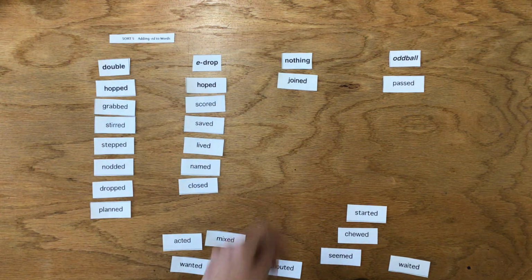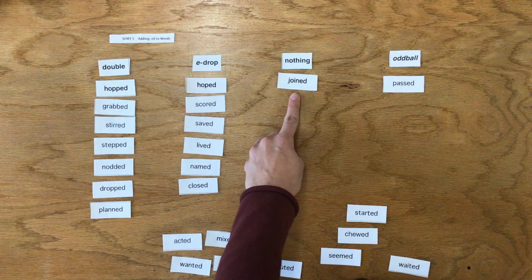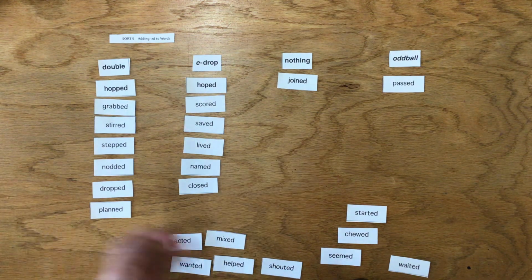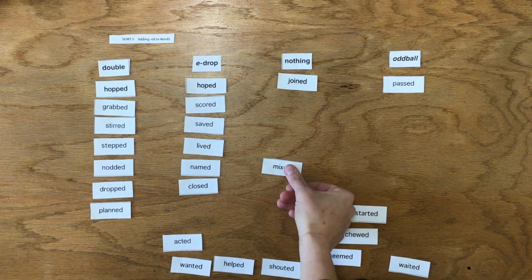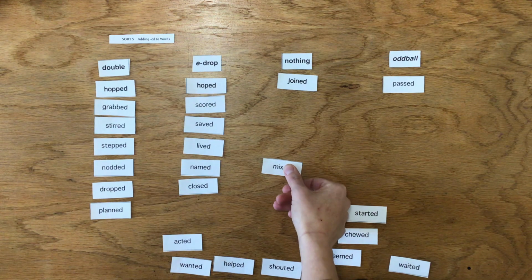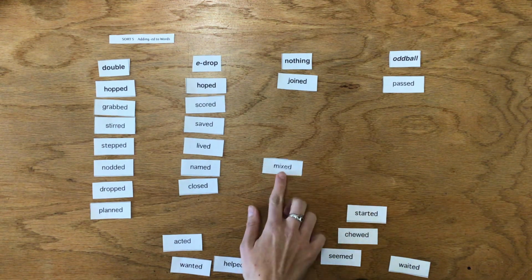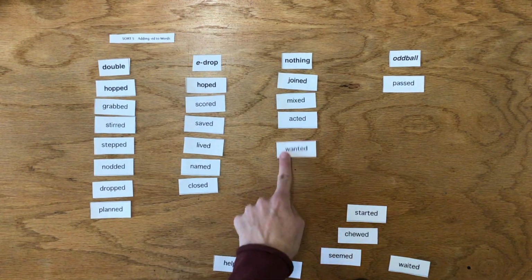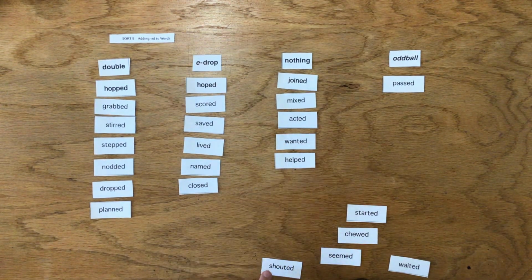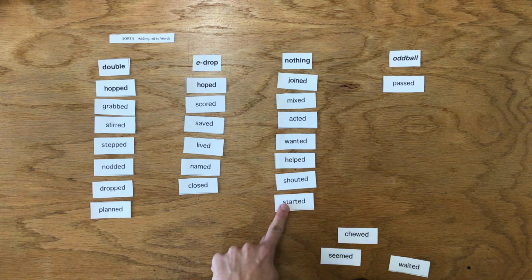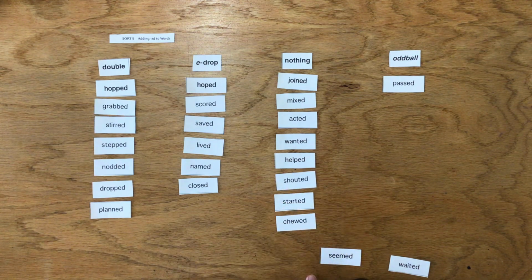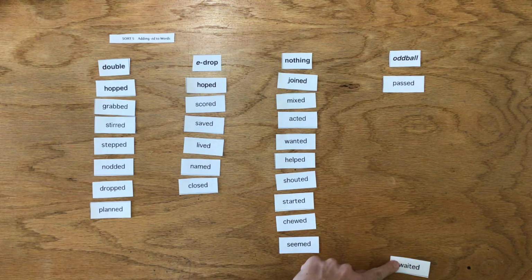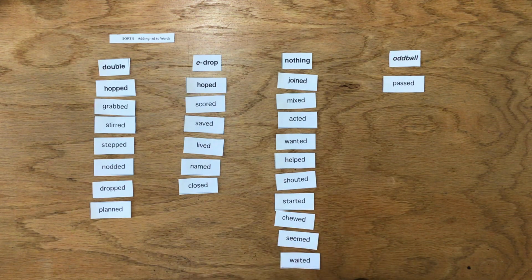Okay? Sometimes nothing happens. We just have the word, and in order to add an ed, we just do it. Like mixed. The word is mixed. Well, I want it to be past tense, so I'm going to throw an ed at the end. Mixed. Acted would be in that category. Wanted. Helped. Shouted. Started. Chewed. Seemed. And waited. Those are all words that you just add nothing. You just add the ed.